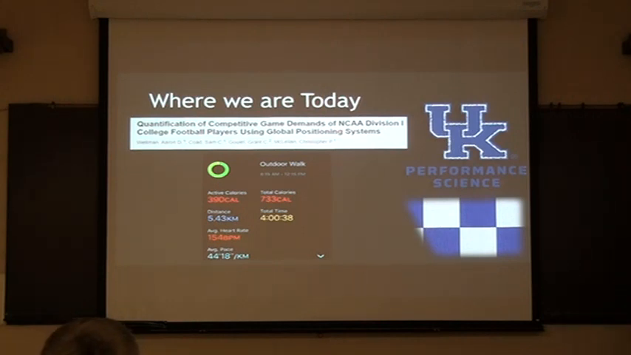And I have this as an example. I know a lot of us have iWatches, and so this is that signal versus noise. If you look at your difference between calories here, you have your total calories at 733.